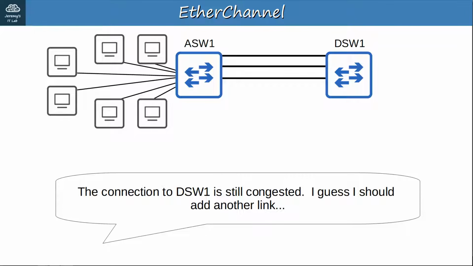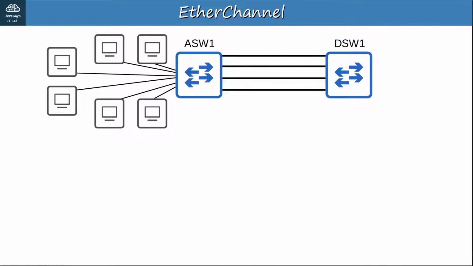So the network admin once again decides to add another link between A switch 1 and D switch 1. So now there are 4 links between A switch 1 and D switch 1. Do you think things have improved? Well, they haven't. The connection between the two switches is just as congested as before. Why is this? You should be able to figure out the answer. Here's a hint. Think about what you just studied in days 20, 21, and 22 of this course. If you know the answer, well done. If not, don't worry about it.